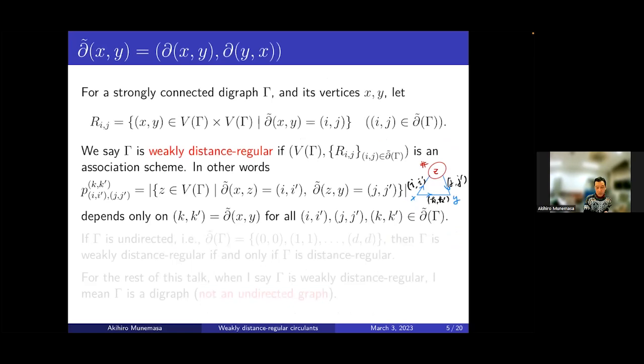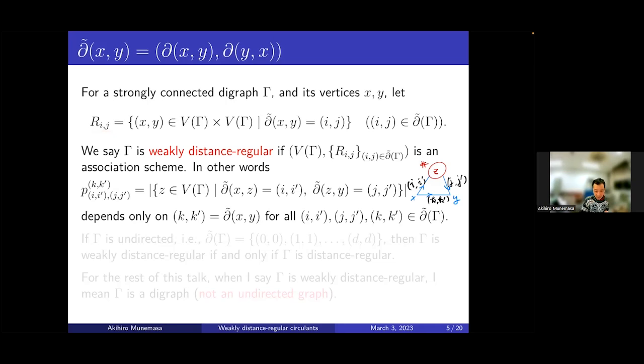Okay, so if you take (i, j), a pair of integers in this tilde delta of gamma, then you collect all pairs of vertices x, y such that this two-way distance equals (i, j). This gives a relation on the set of vertices, which I denote by R_ij. And we say the graph gamma is weakly distance regular if this collection of relations is an association scheme. Well, I don't give a definition of association scheme, but the equivalent characterization is this one.